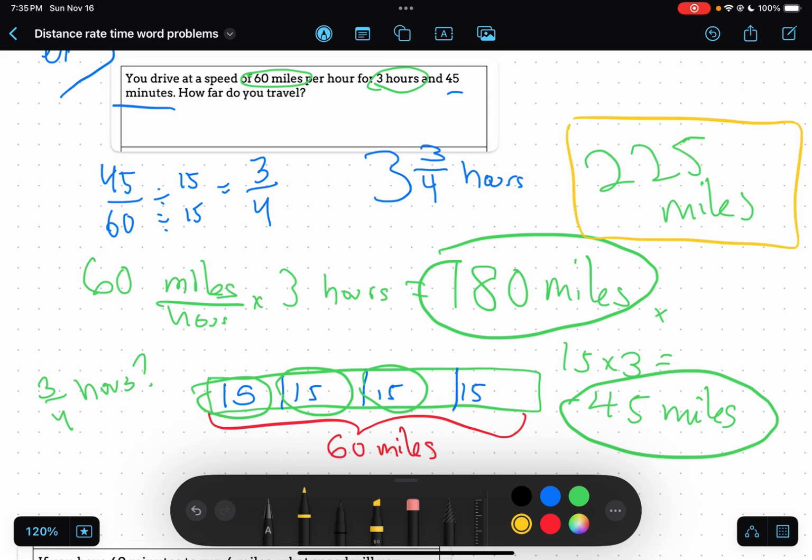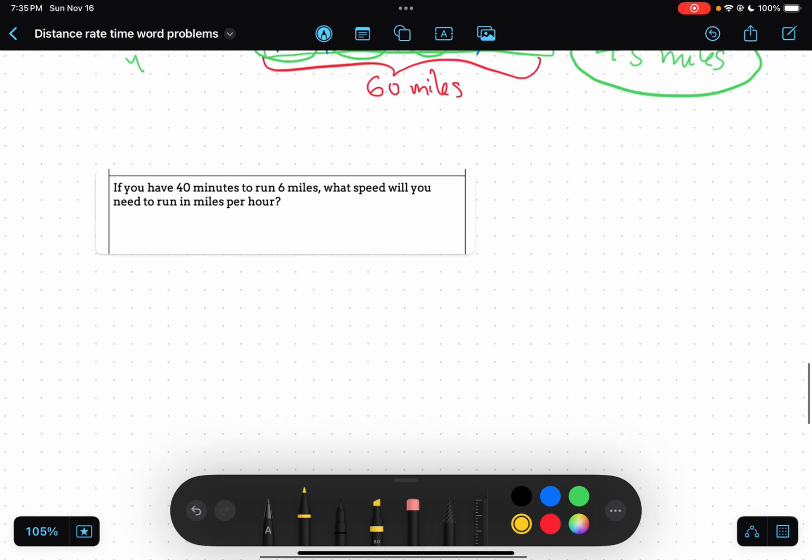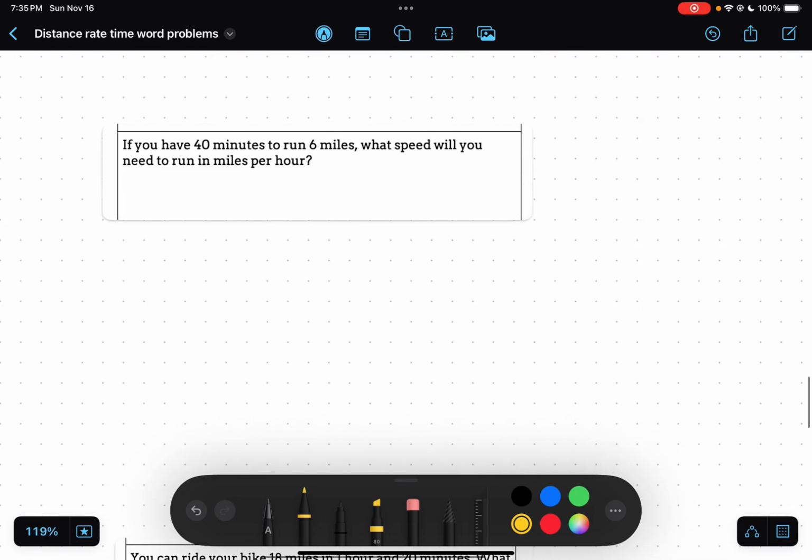You might have had your own way to do that, which is great, but I want you to have multiple ways to understand these word problems and to really know what each part of the problem is meaning. Okay, I think we'll just do 2 more examples. Here's example 5. You have 40 minutes to run 6 miles. What speed will you need to run in miles per hour?